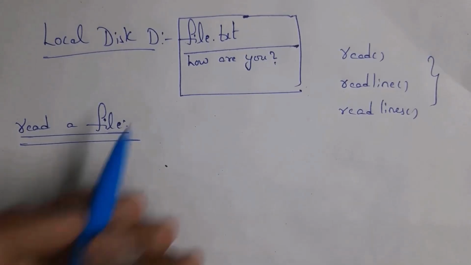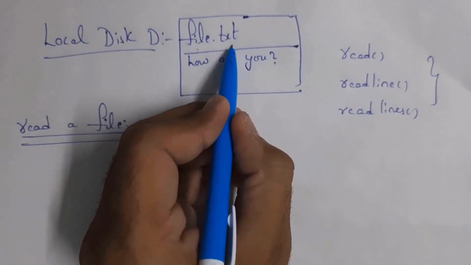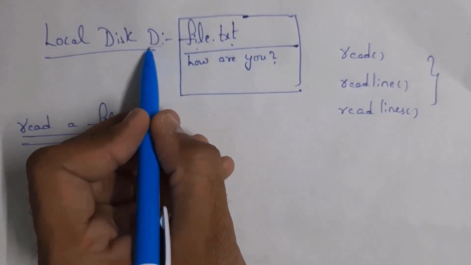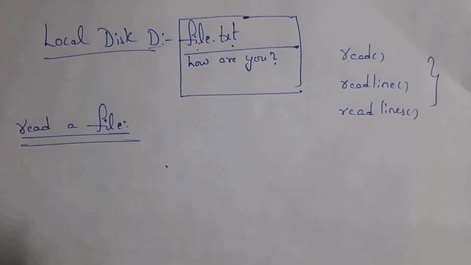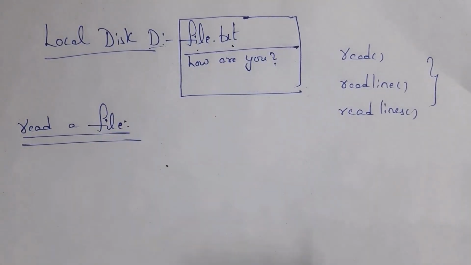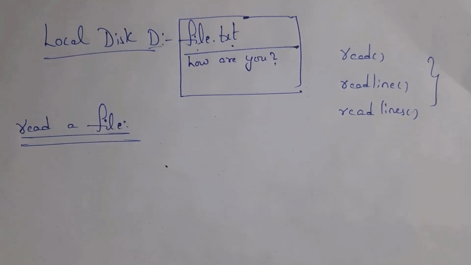For example, my file name is file.txt which is present in local disk D, and this file contains text, that is how are you. Now I want to print how are you on my output screen. Reading a file is nothing but whatever the data that is present in my text file, I need to print those data on my output screen. There are three ways to read data. First one is by using read method, next one by using readline method, and last one by using readlines method. I will write the program.